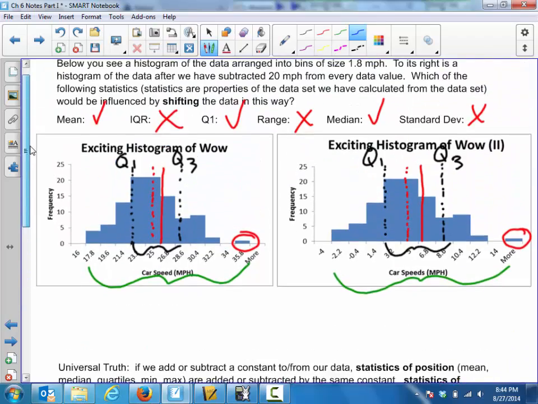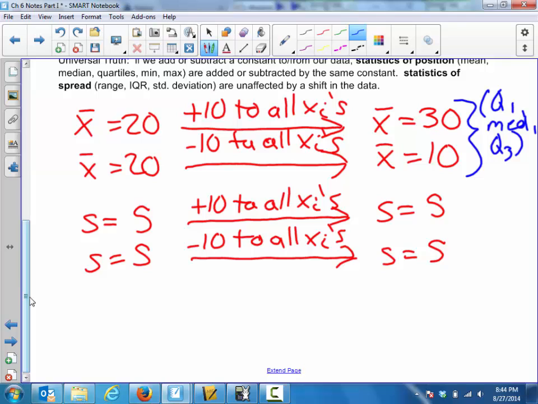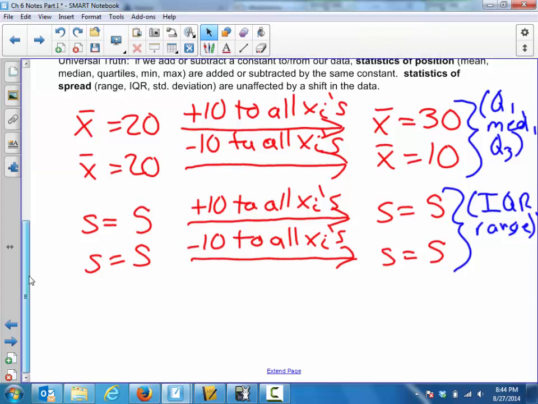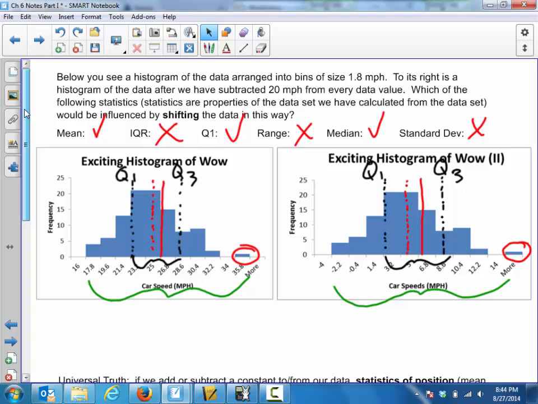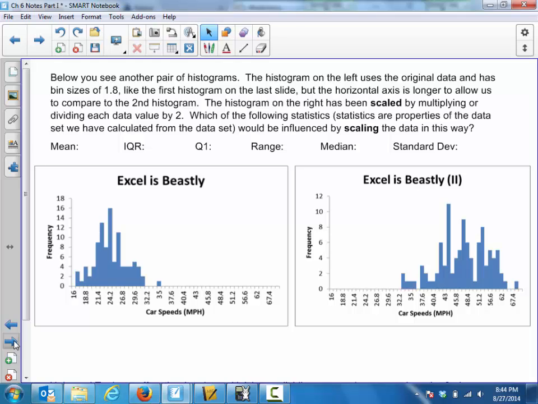Because sample standard deviation is a measure of spread, we know that measures of spread also include range and the IQR, how far the data values are from each other. They too would be unaffected if you added or subtracted from all the data values. So IQR and range are also in that same boat of being unaffected by shifting the data. Okay, that's the first piece to build up towards the z-score. Shifting changes measures of position, but not measures of spread.